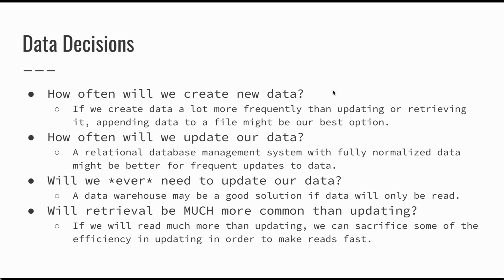If we're updating our data frequently, then a relational database management system may be more effective for maintaining that level of update. If you never have to update your data, then data warehousing might be a good solution, because you can just output all of that data to a data warehouse and then use tools to access that very quickly. And if retrieval is much more common than updating, then we can sacrifice some of the efficiency in updating to make our reads very fast.